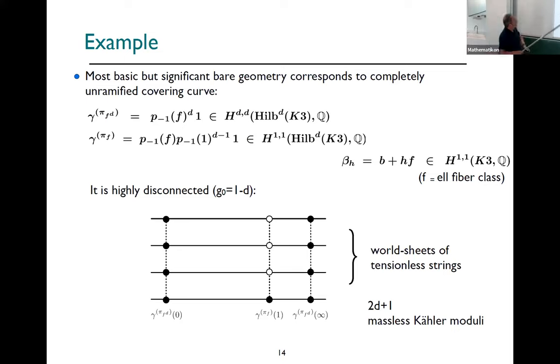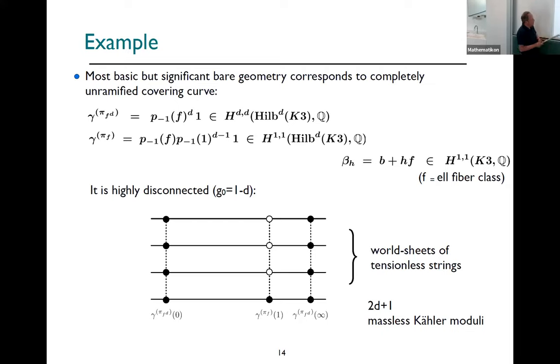It's the most trivial, but also most significant example: a trivial ramification. It has no branching, and so these are just copies of the base modules here. Another one, and then just one more, which is only needed to make the picture of the automorphism, just the stability, not really important. So one has a 2D plus 1 point correlation function here, but it's completely degenerate because all these sheets are separate. Yeah? So they correspond to tensionless strings which don't couple to each other.